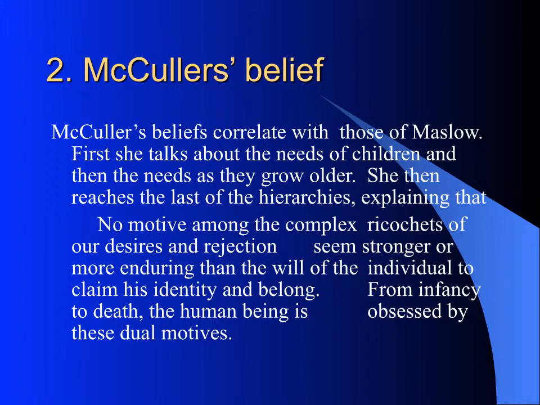We then talk about McCullers' beliefs. McCullers' beliefs correlate with those of Maslow. First, she talks about the needs of children and then the needs as they grow older. She then reaches the last of the hierarchies, explaining that no motive among the complex ricochets of our desires and rejection seems stronger or more enduring than the will of the individual to claim his identity and belong. From infancy to death, the human being is obsessed by these dual motives.